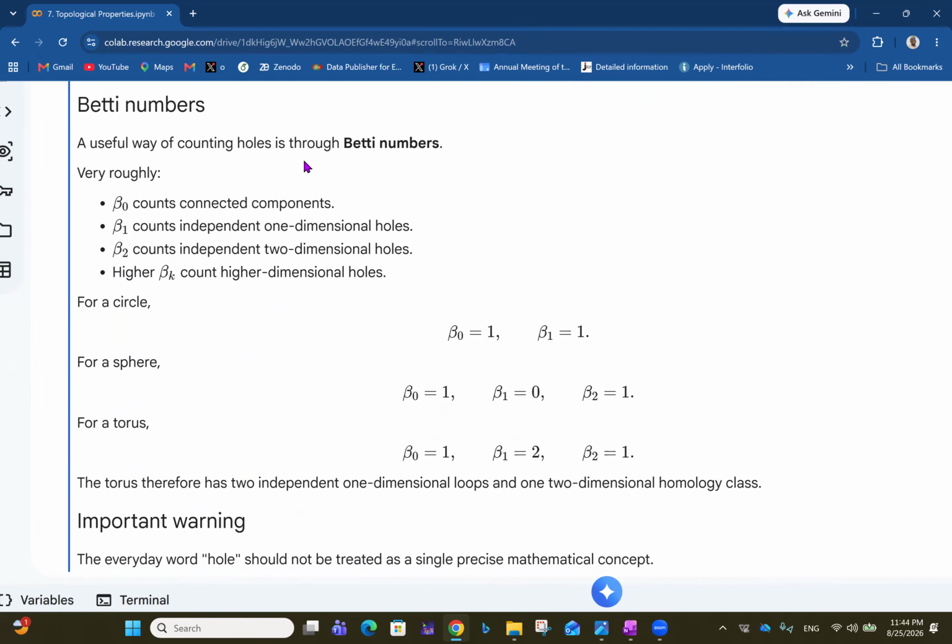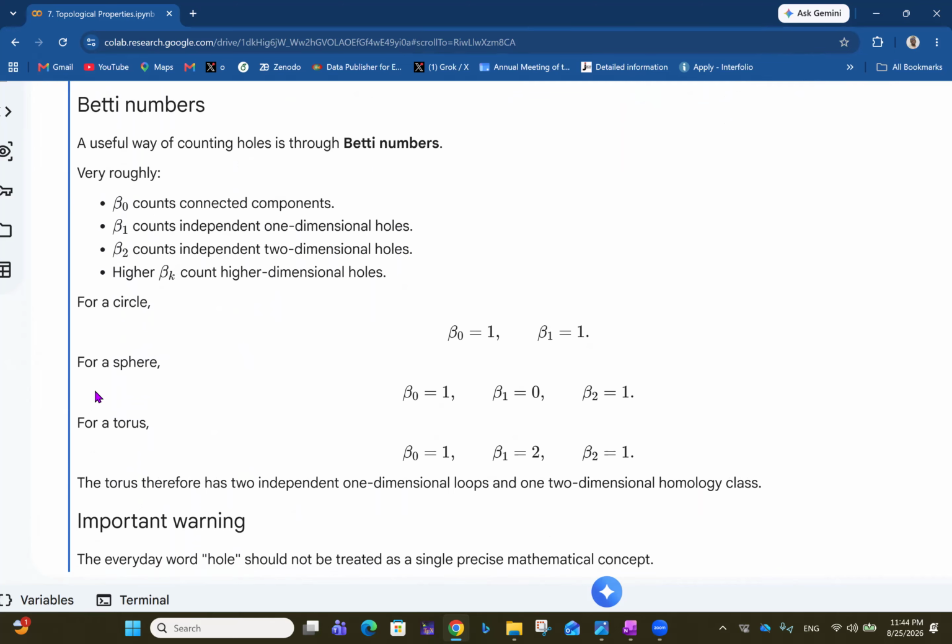A useful way of counting holes is through Betti numbers. Very roughly, beta naught counts connected components, beta 1 counts independent one-dimensional holes, beta 2 counts independent two-dimensional holes, and higher beta k counts higher dimensional holes. For a circle, beta naught is 1 and beta 1 is 1.